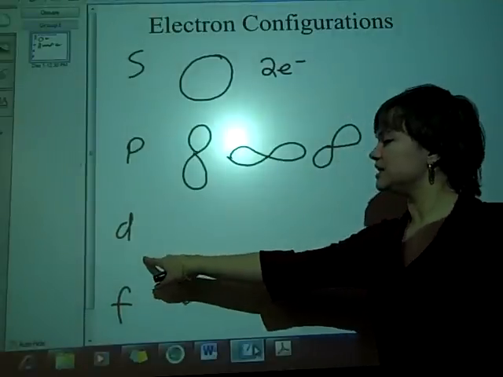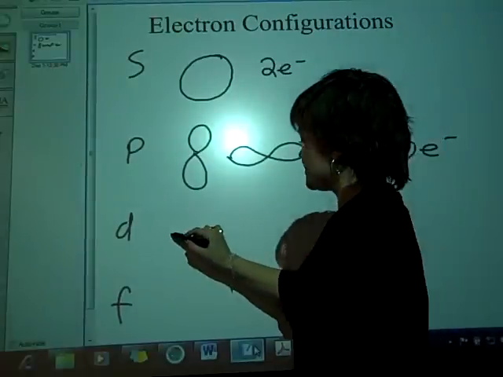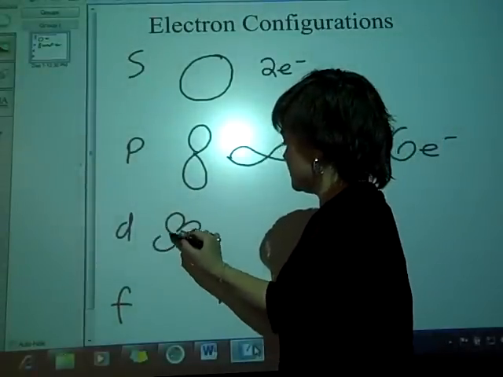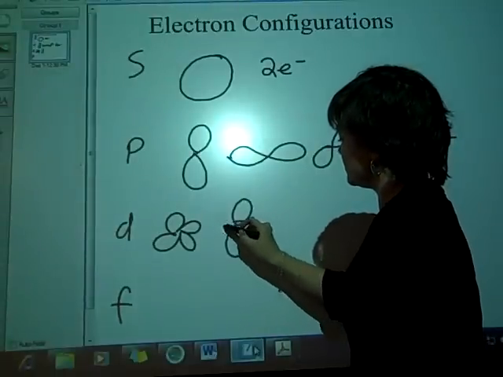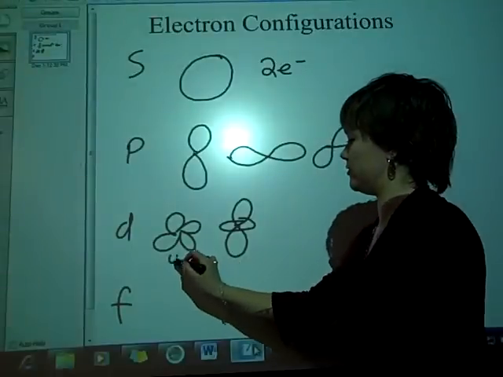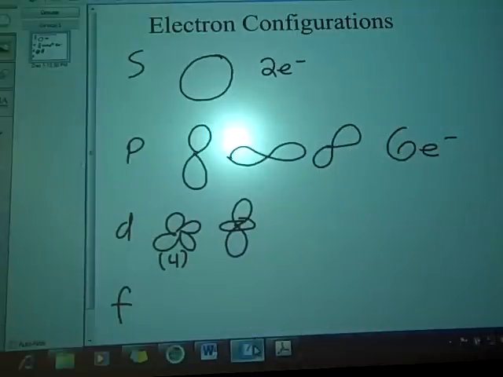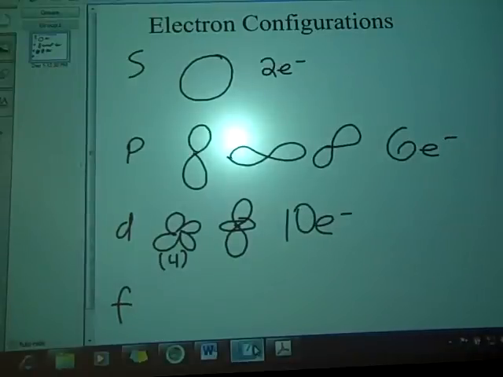Our next one is the D suite. Our D suite has 5 rooms. So we have 4 rooms that look like that 4-leaf clover shape, and then one funny-looking one that's a dumbbell with a donut around the middle. So I have 4 of those, and then one of those guys. So 5 rooms in my D suite in which I can place electrons. 5 rooms, 2 electrons per room means I have 10 electrons that can find their home in the D suite.